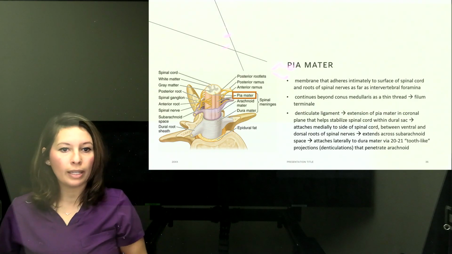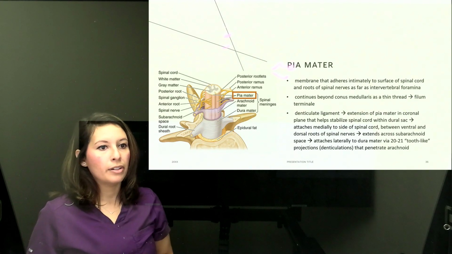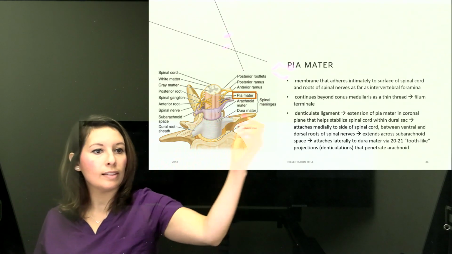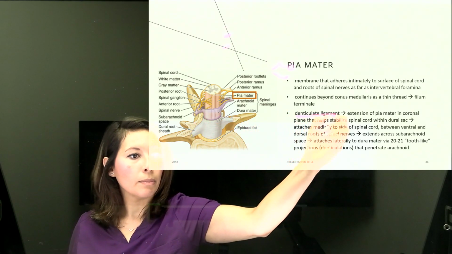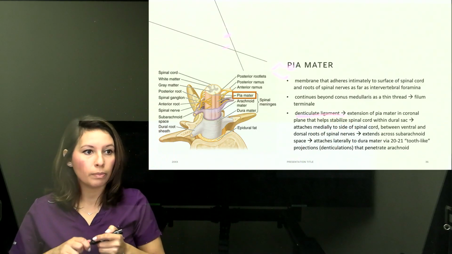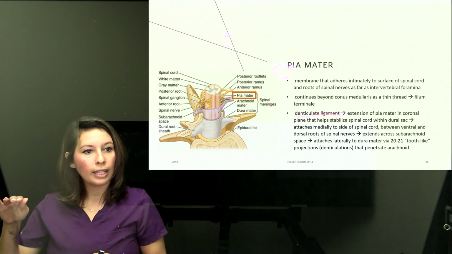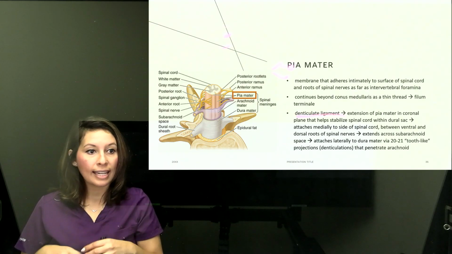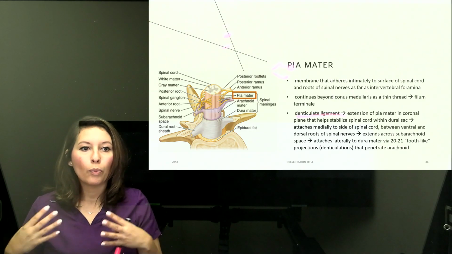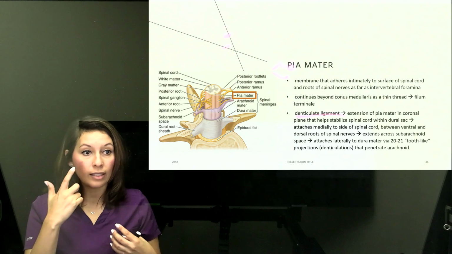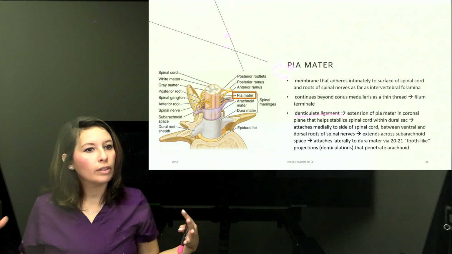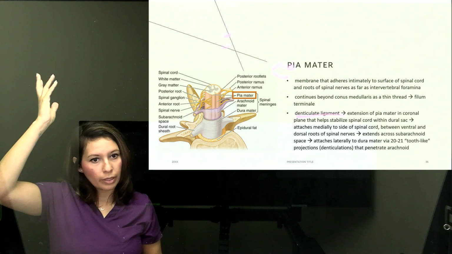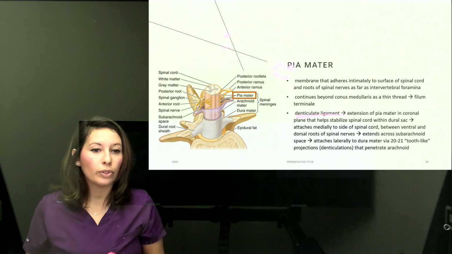Lastly, we've got the pia mater. The pia mater is the innermost layer, and one of the things that is important about this is the denticulate ligament, right? This is an extension of the pia mater in a coronal plane that helps to stabilize the spinal cord with the dural sac, and it is the only area where we can visually see the pia mater. The rest of the structures in the spinal cord or your brain are difficult to see with the naked eye.